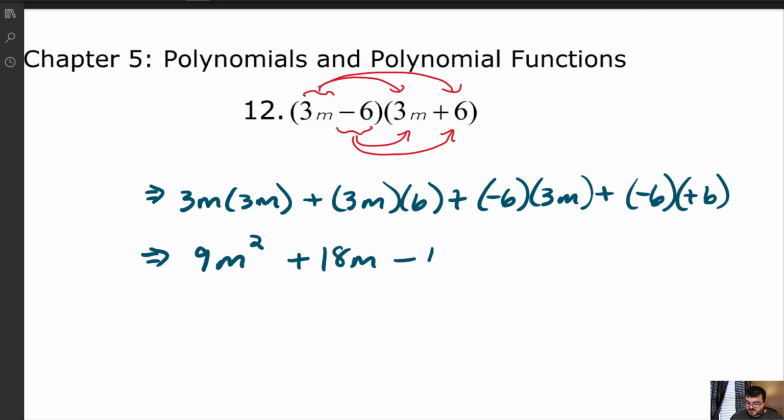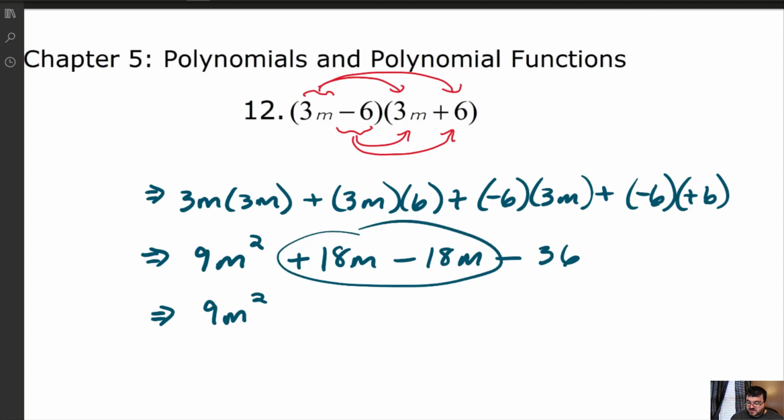Minus, that'll be 18 as well. And then this will be negative 6 and positive 6 make minus 36 right there. Okay, and what I want to do now is go ahead and combine my like terms. Now 18 and negative 18, notice those cancel out. So all we have is 9m squared and minus 36.